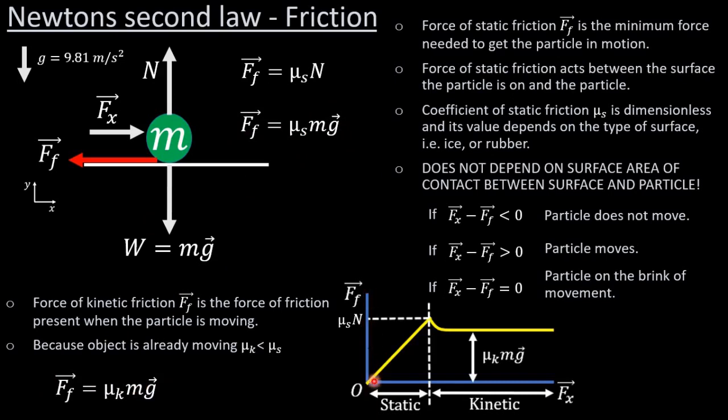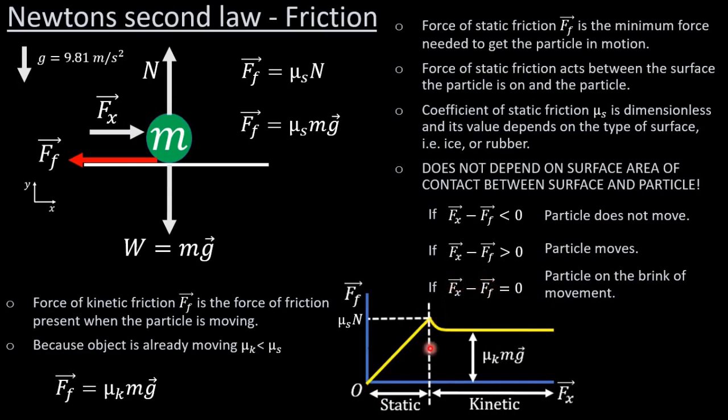So if we were to graph the applied force against the force of friction, we would get this graph here. So in this region here, in the static region, the particle is not moving. Okay, so let's say we start off with our applied force as 0. That means the force of friction is going to be 0 because there's no force being applied to that. And as we start to increase that force, the force of static friction will start to increase and increase until it gets to this point here where the difference between the two is 0. So the difference between the applied force and the force of friction is 0.